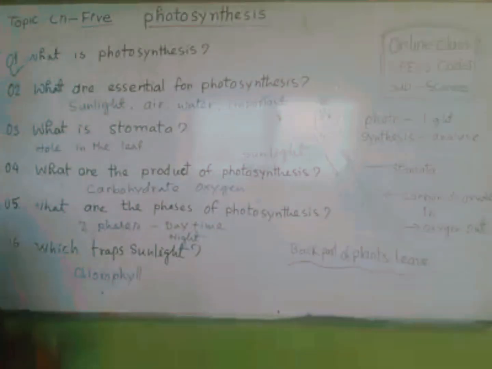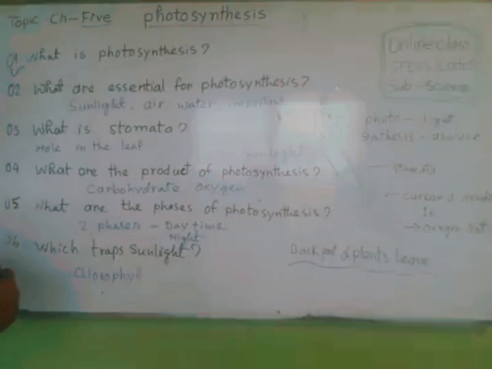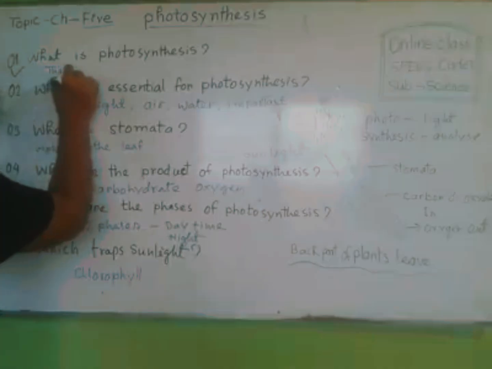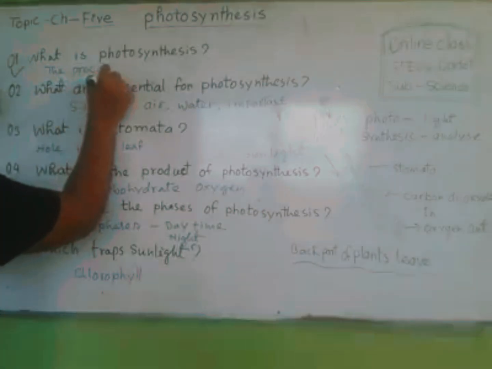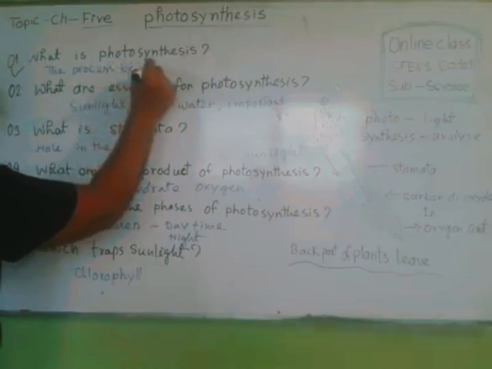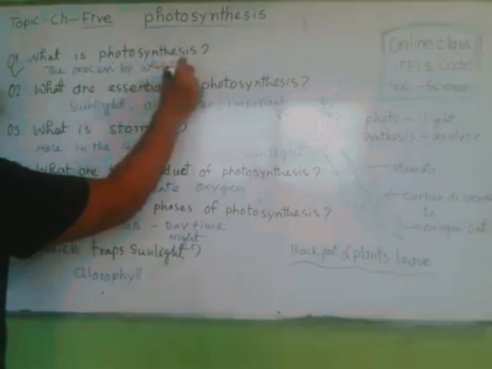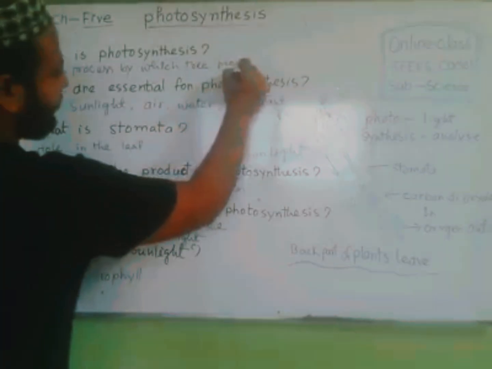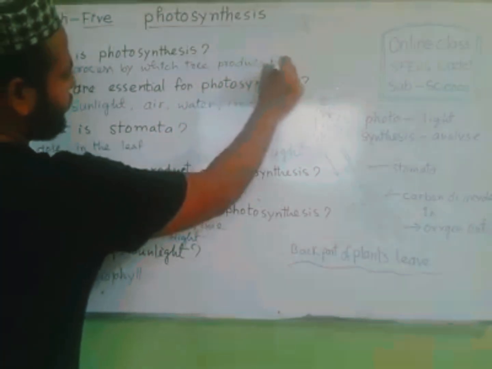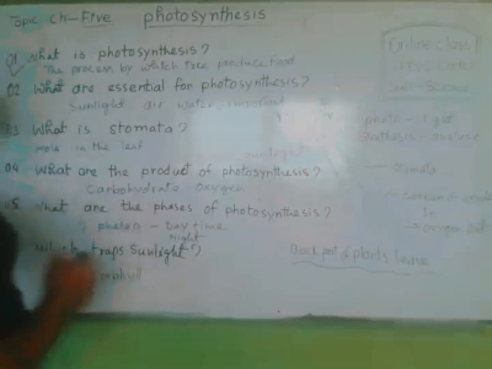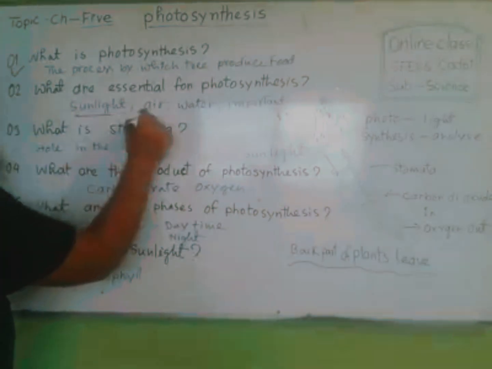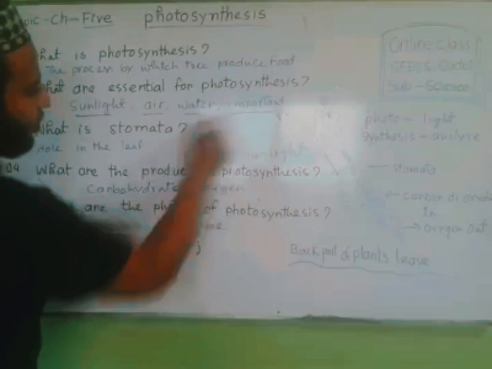Again I am repeating, what is photosynthesis? The process by which trees produce their food. Then what is essential for photosynthesis? Sunlight, air and water are important for photosynthesis.